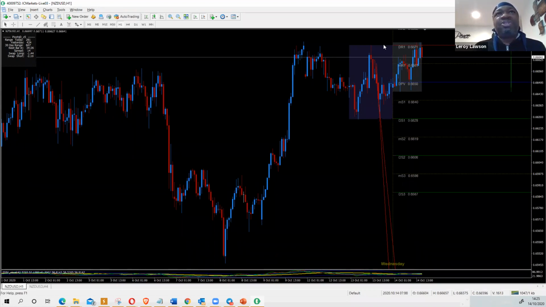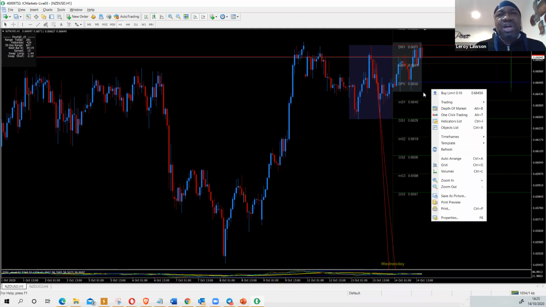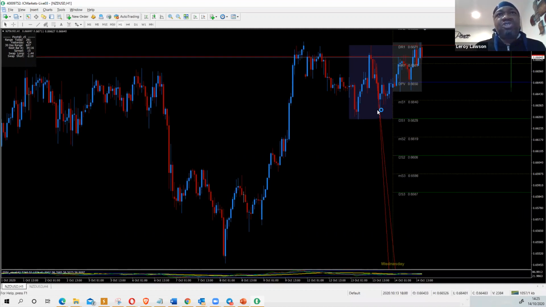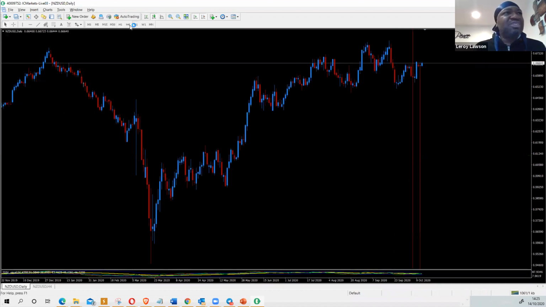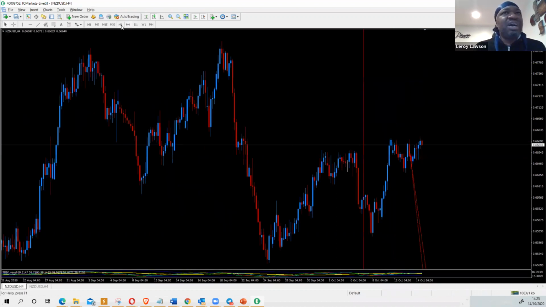And so if you're marking up your chart, get into the habit of going to higher time frames. Before I even put the pivot on, I could have gone to a higher time frame, right? I could have gone to the daily chart. Okay, it doesn't show me on the daily, does it? No, it shows me on the hour.